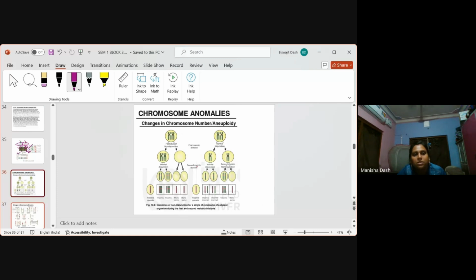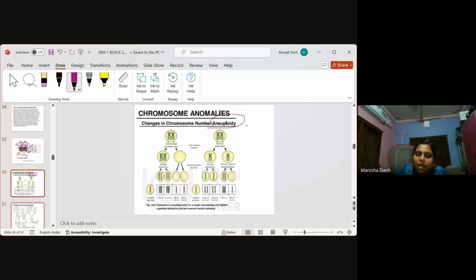Then coming to the numerical aberrations in the chromosome, which is called aneuploidy. There are two types of numerical aberration in chromosome number. One is aneuploidy, another is polyploidy. Aneuploidy is when there is an increase or decrease of a single chromosome or individual chromosome numbers. And polyploidy is when the entire set of chromosome number is changed.